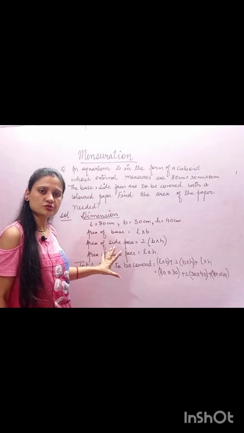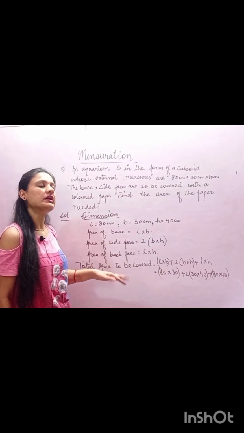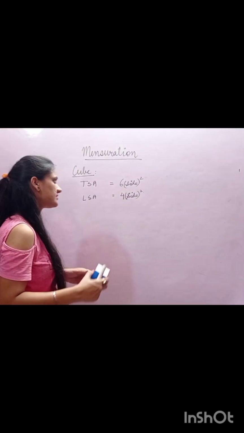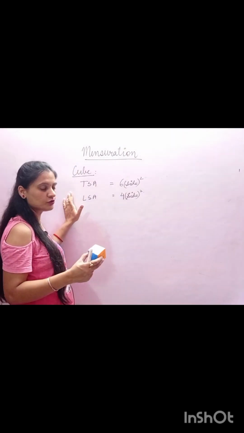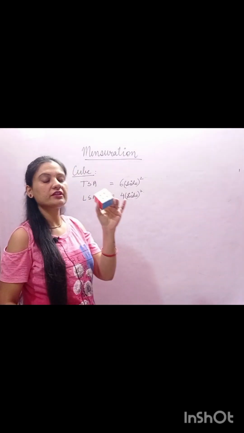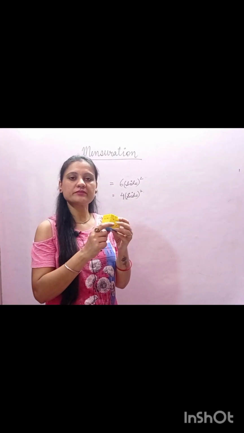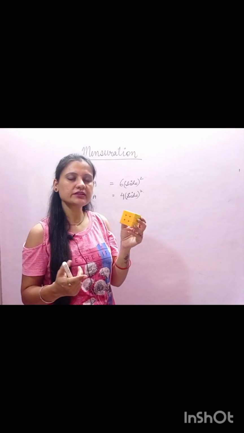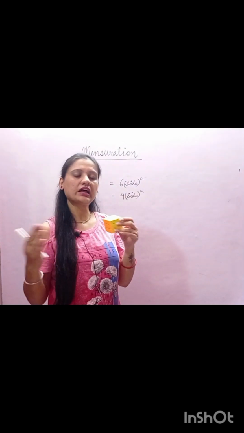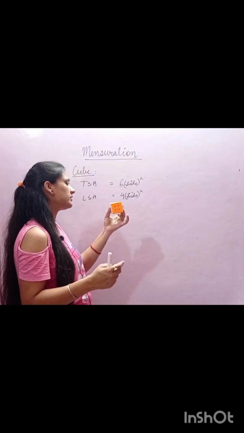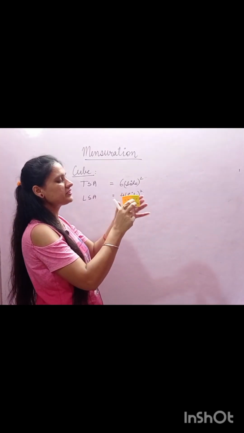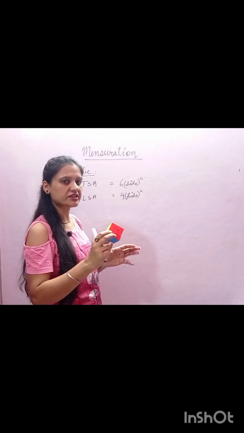I hope you understood the concept behind this question. Now let us talk about the cube, right? Let us understand the TSA and LSA of a cube. Now children, you know in a cube all the faces are of the same dimension. That is what we call the side or the edge of a cube, right? In a cuboid, length, breadth, height are different, and in a cube they are the same. So if you see here, how many total faces are there in a cube? 6 faces.